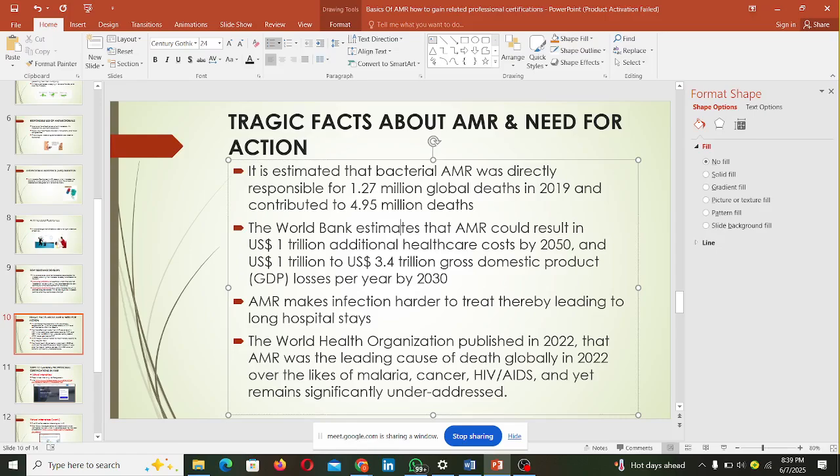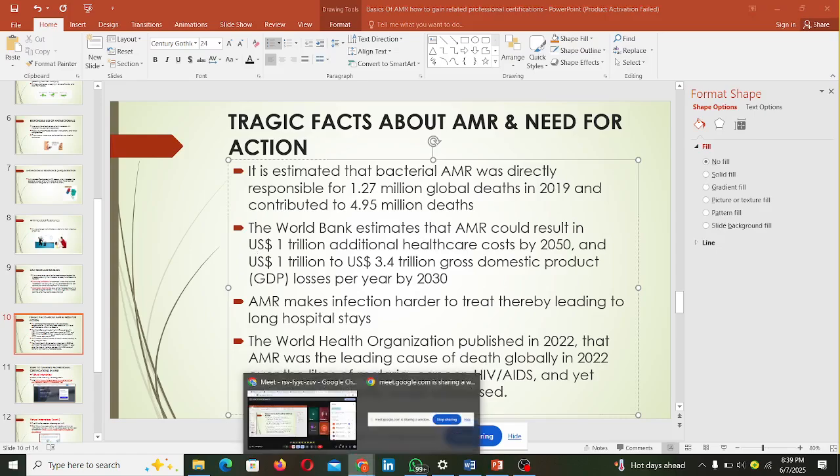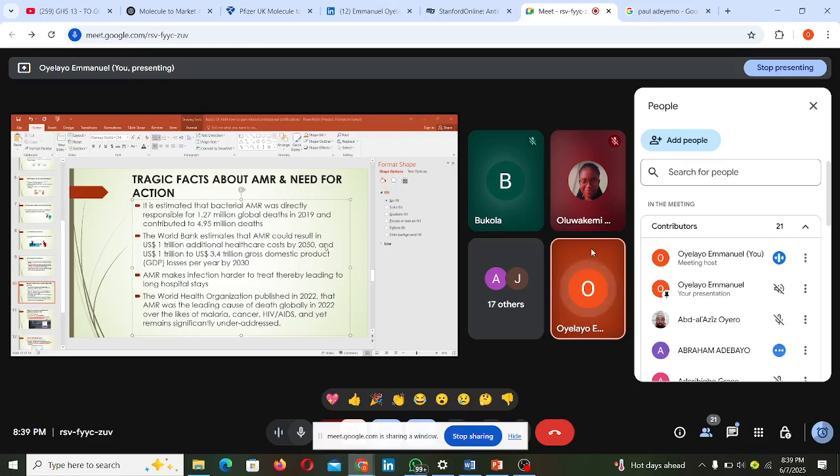Okay, imagine a phenomenon that causes death over the likes of malaria, cancer, HIV/AIDS, those ones that we even know. But AMR is very, very silent. That's why they call it a silent pandemic. Most individuals don't know about it. Even some nursing students, they don't know about it. Some MLS students, they don't know about it. A lot of people don't know about it, and it's causing a lot of death. And now it has attracted a lot of global attention. Okay, now the WHO is taking it up.